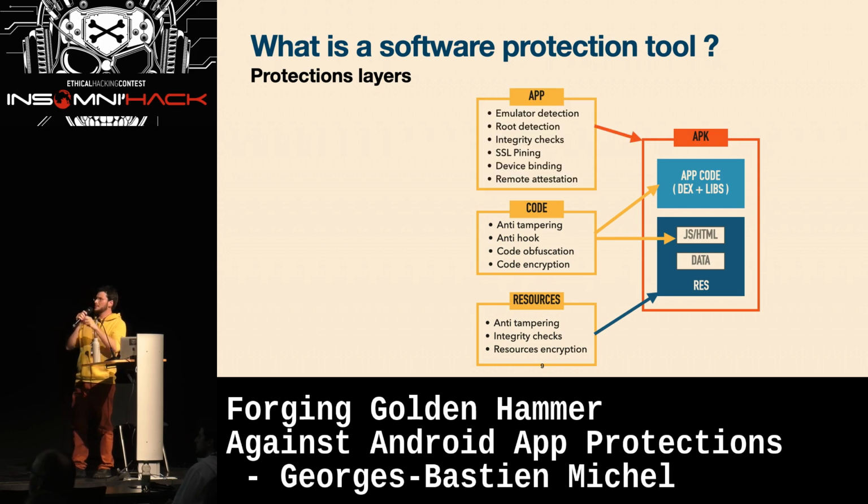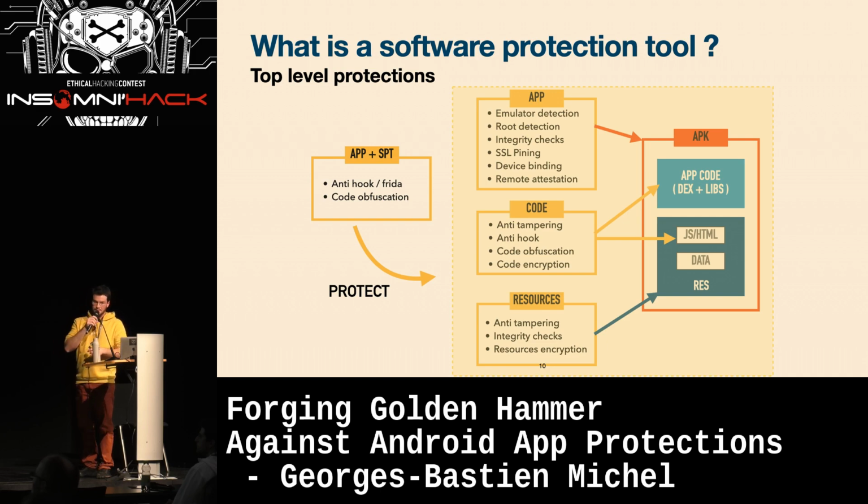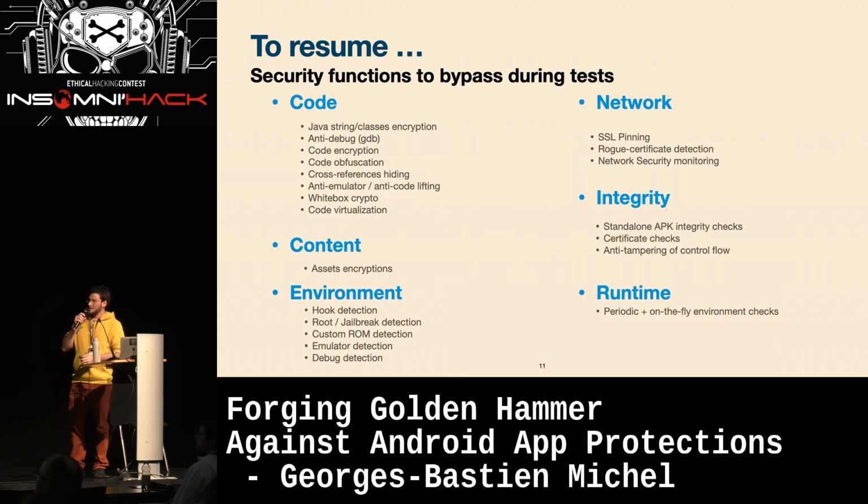The next layer is protection of the overall app against emulators or rooted devices, such as devices with Magisk, and network protection by implementing SSL pinning in order to prevent HTTPS man in the middle. And finally, the application and the countermeasures offered by the SPT are protected by anti-hook and code obfuscation provided by SPT editors. In an SPT, there are a lot of security functions. Some are listed here, but we only covered some.